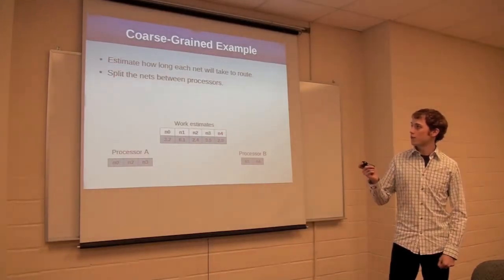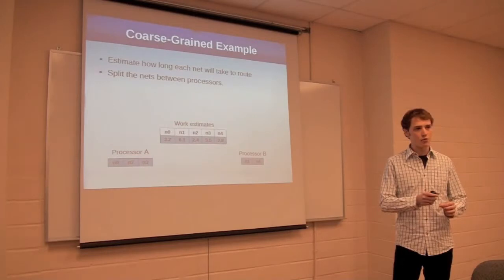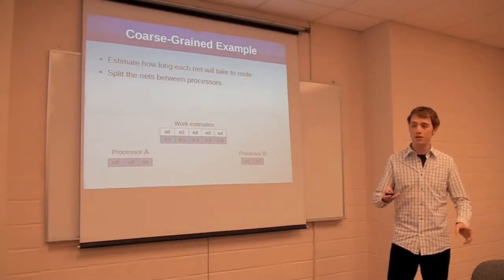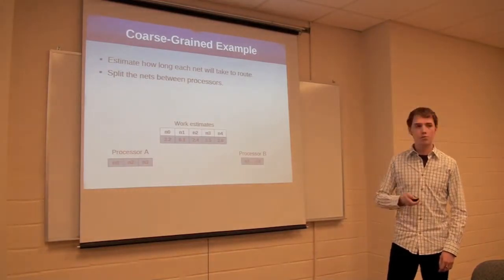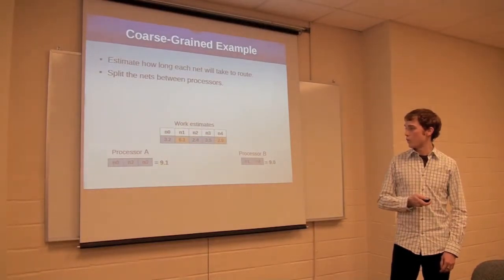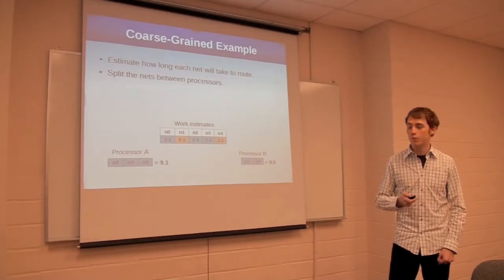And then we want to split those nets up between the different processors. And we want to do that so that the amount of work that each processor does is approximately equal for good load balancing. So processor A has net 0, 2, and 3, and processor B has net 1 and 2. And if you sum up the work estimates for each one of those sets, you get approximately equal work for each one.